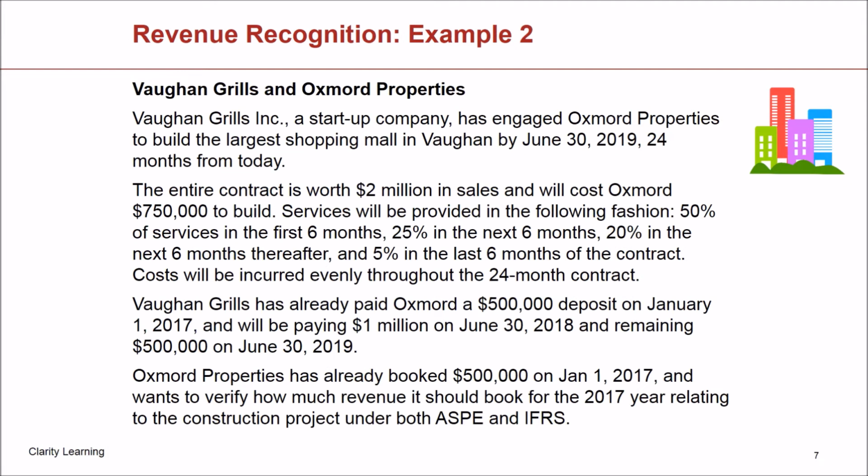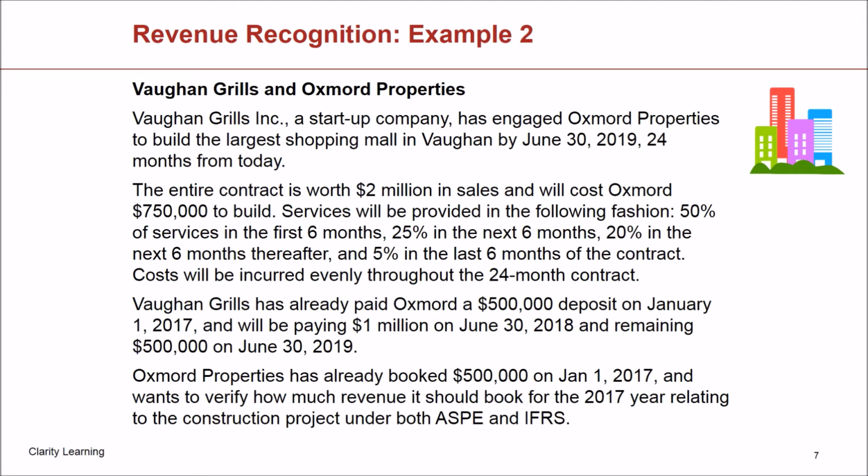So let's move on to an example for the rendering of services. Von Grills, a startup company, has engaged Oxford Properties to build the largest shopping mall in Vaughan by June 30th, 2019, 24 months from today. The entire contract is worth $2 million in sales and will cost Oxford $750,000 to build.